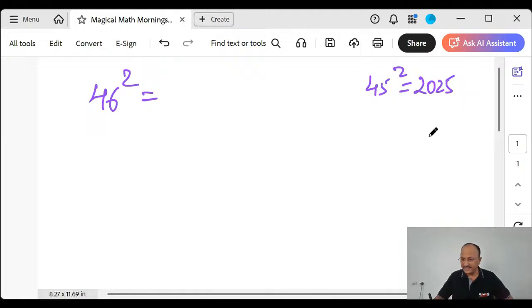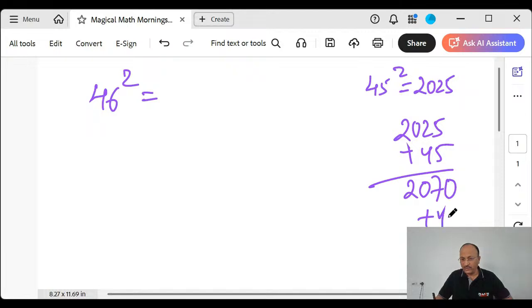Is it 2116 or 2126? I think you forgot to carry the number. Let me check it once. 2025 plus 45 is 2070. Plus 46 is 2116. Correct? 46 square is 2116. No, I got carried away.